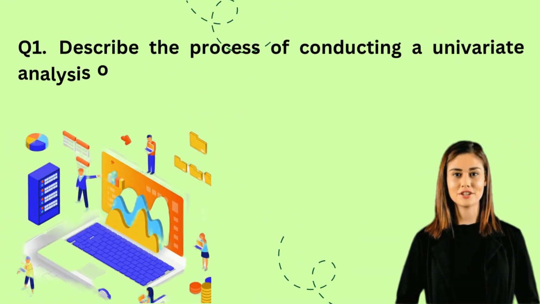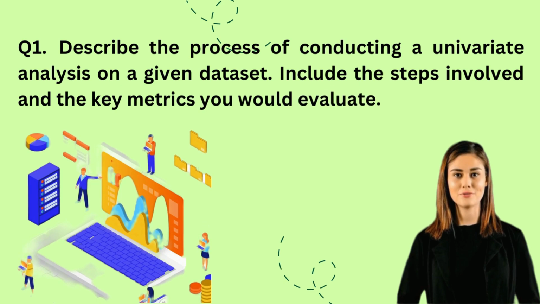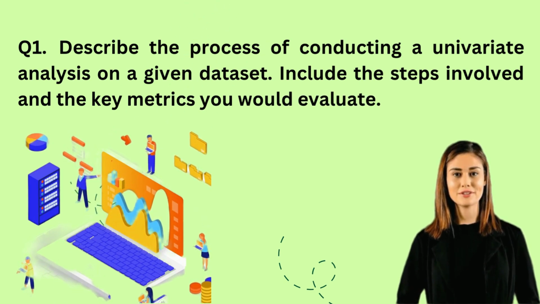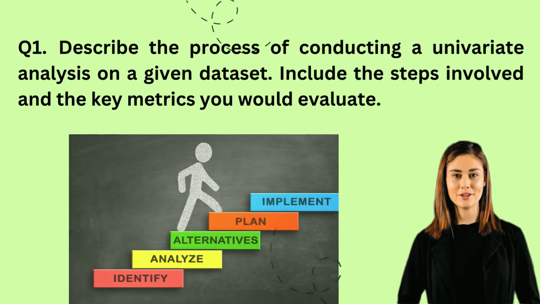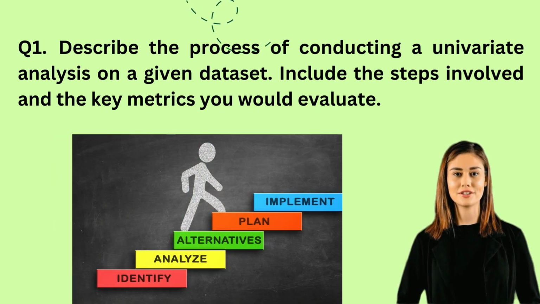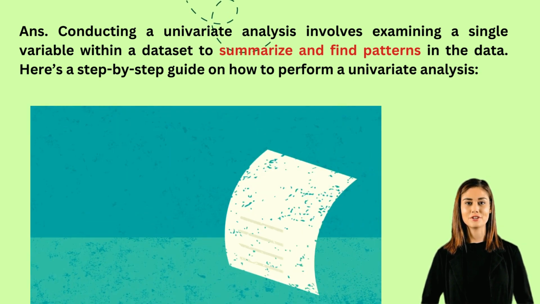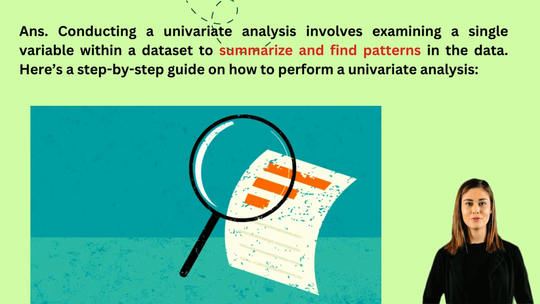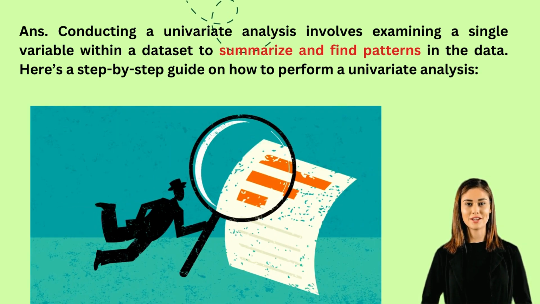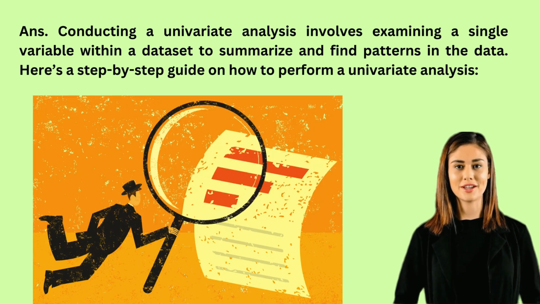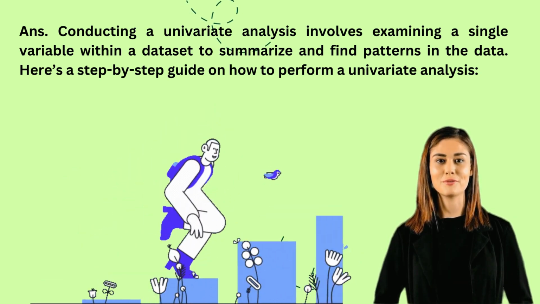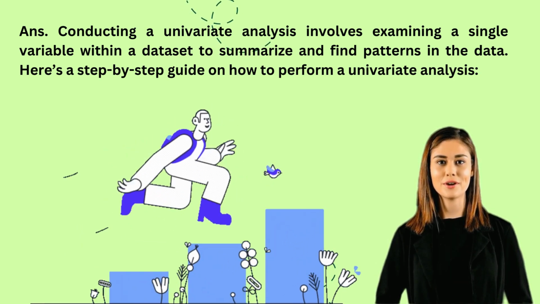Describe the process of conducting a univariate analysis on a given data set. Include the steps involved and the key metrics you would evaluate. Conducting a univariate analysis involves examining a single variable within a data set to summarize and find patterns in the data. Here is a step-by-step guide on how to perform a univariate analysis.